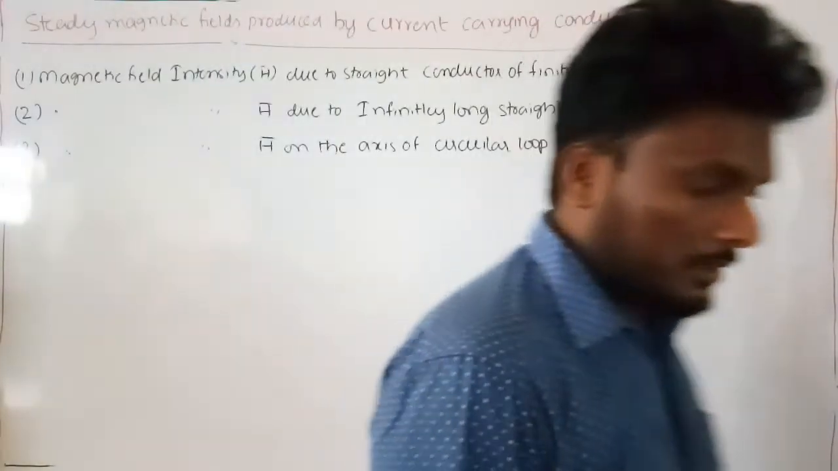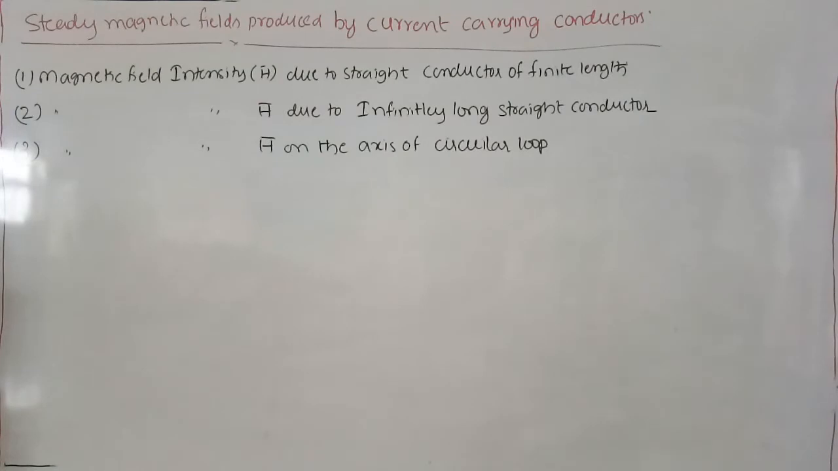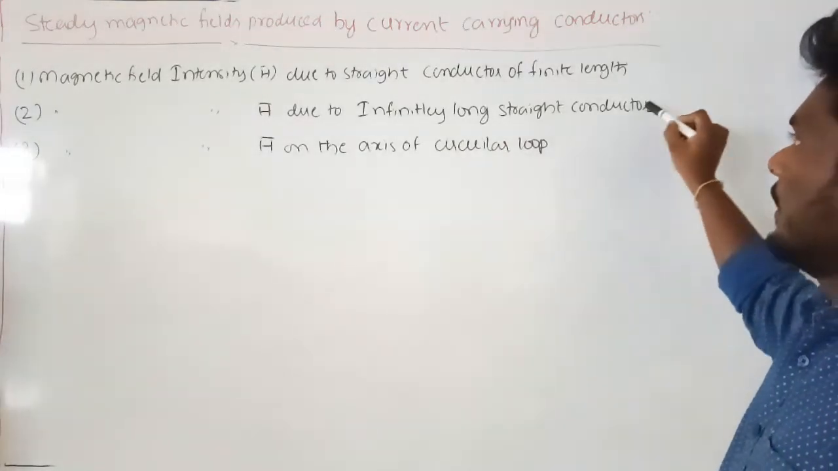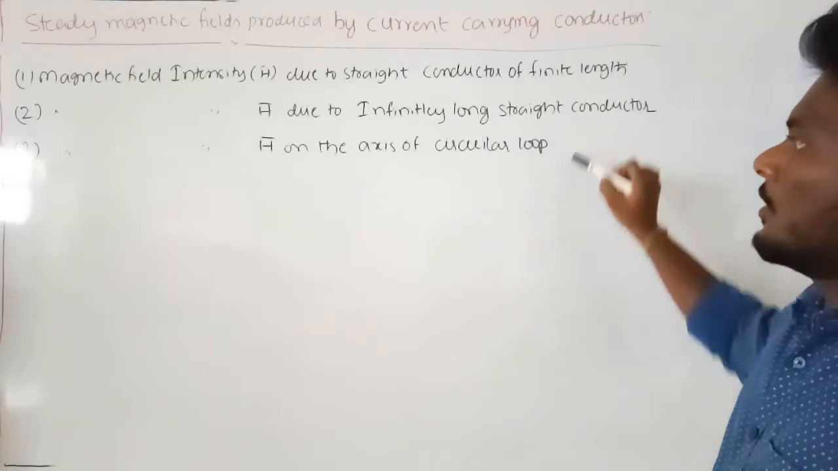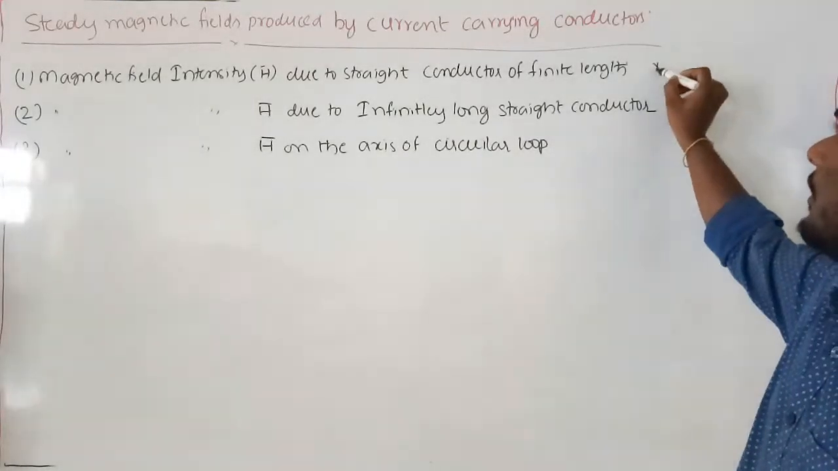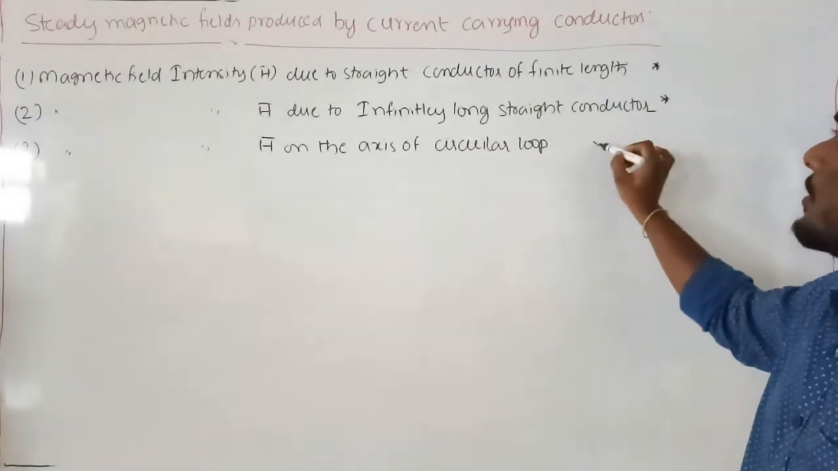Now see, there is a next topic in your third unit. This studies magnetic fields produced by a current carrying conductor. Under this topic I am going to discuss three configurations: H bar due to a straight conductor of finite length, H bar due to an infinitely long straight conductor, and H bar on the axis of a circular loop. These three are very important derivations from your examination point of view.